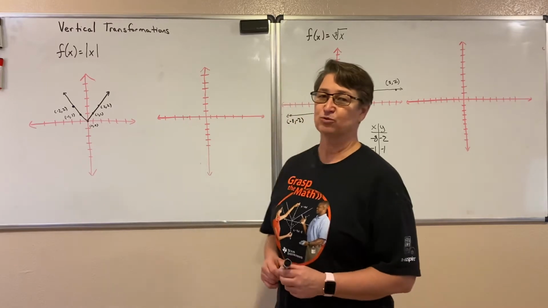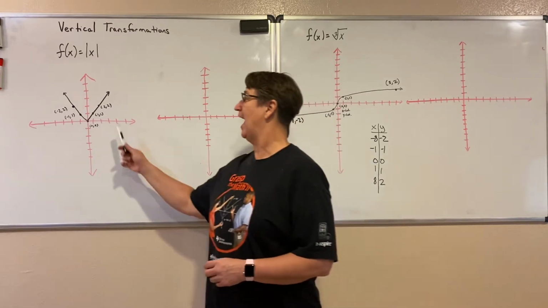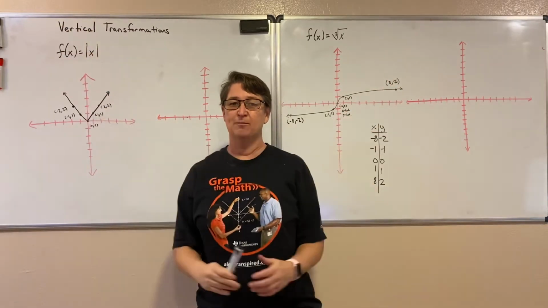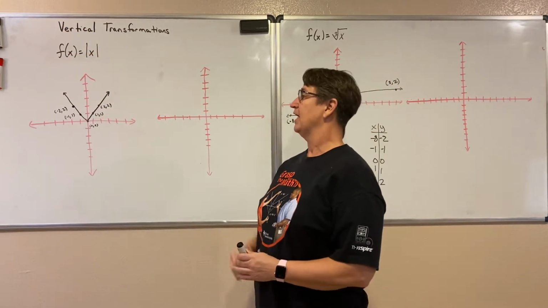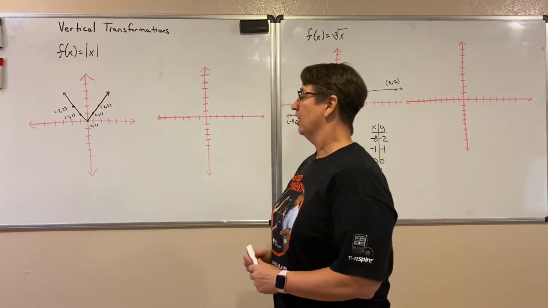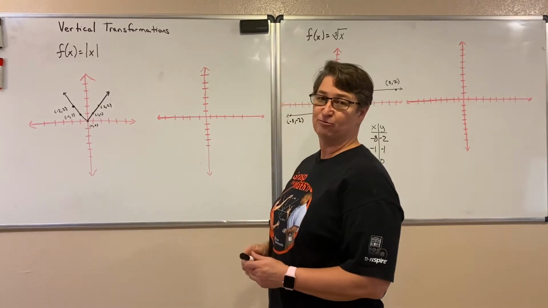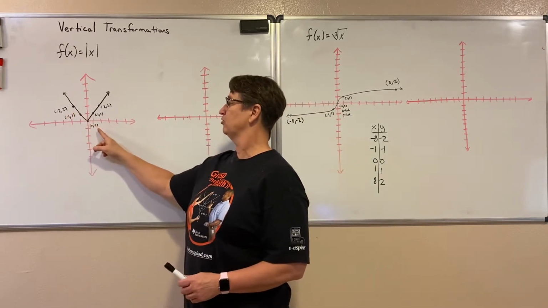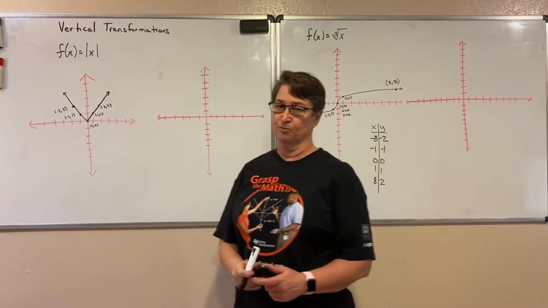So first, let's remind ourselves about the absolute value function, that V shape of all those functions. This was the parent of our absolute value functions, and we graphed these 5 points on that function: (-2, 2), (-1, 1), (0, 0), (1, 1), and (2, 2).